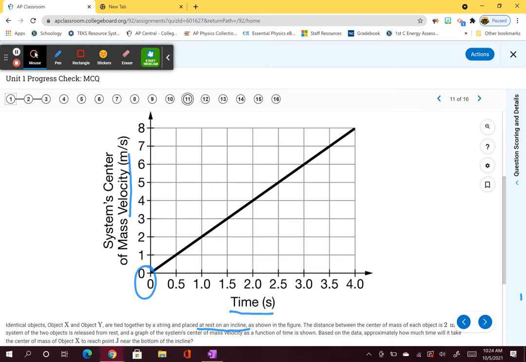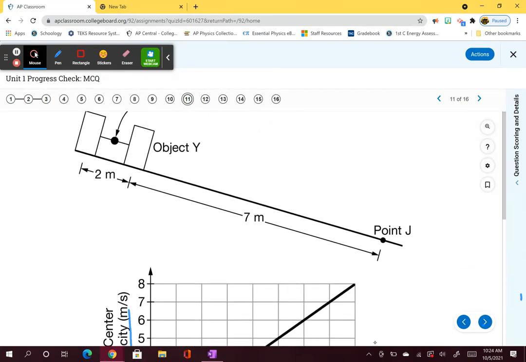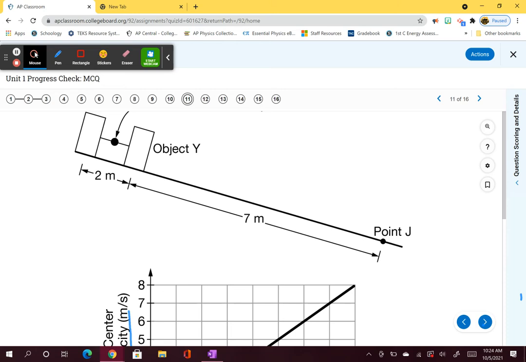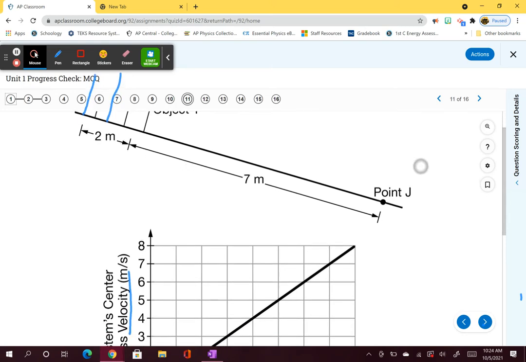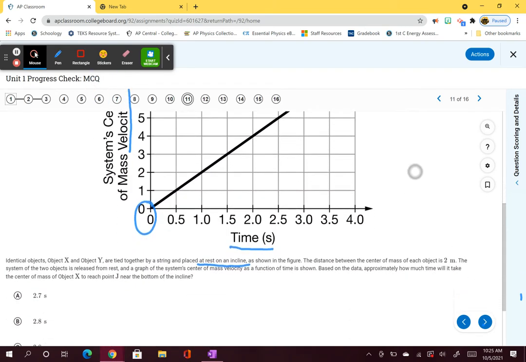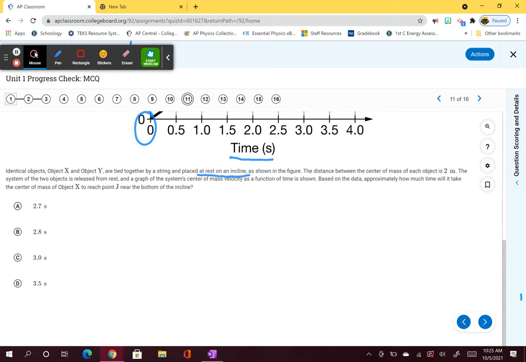So we know it has to be longer than 4 seconds because the center of mass of X is past the center of mass. So figure out that much little extra timing there, which would just be 1 meter. So now let's think about what type of data we have.